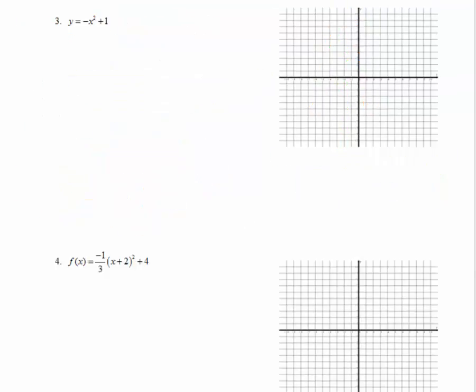Number 3, y equals -x squared plus 1. First things first is to decide if it opens up or down. So we find A is -1, so that's less than 0, so we know this is going to open down. So just make a little note that you know your parabola opens down.